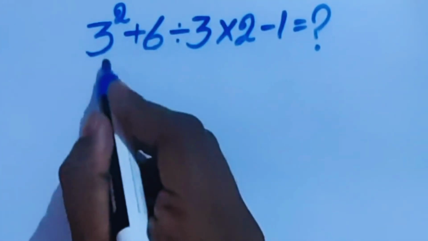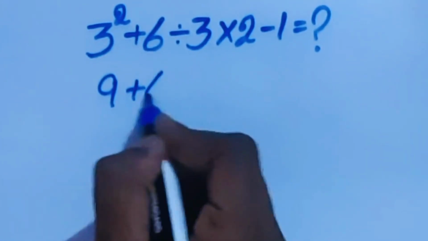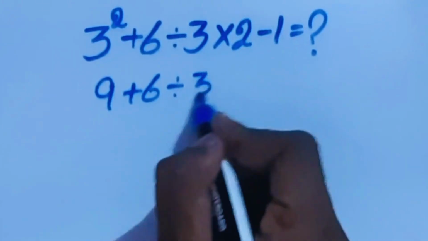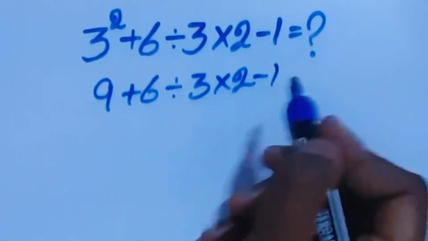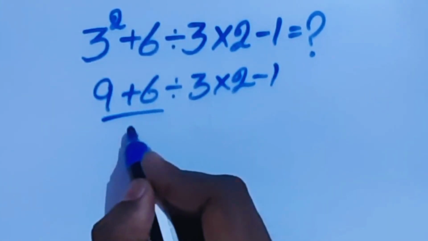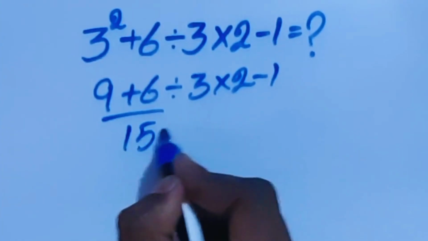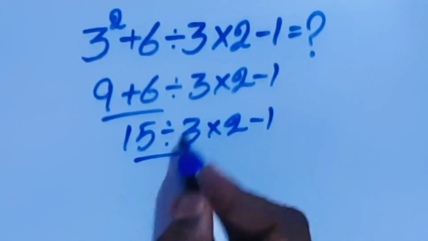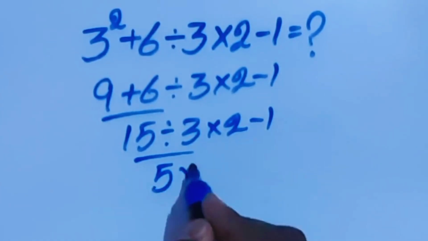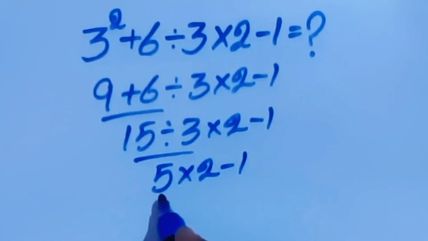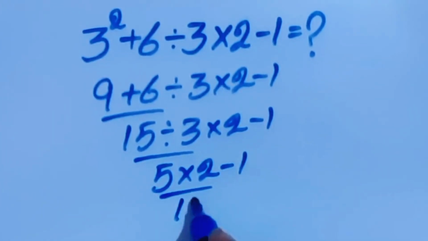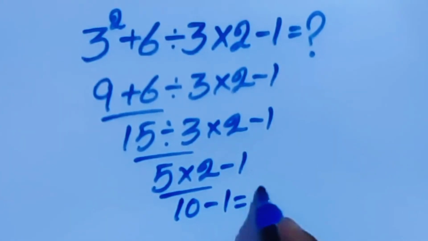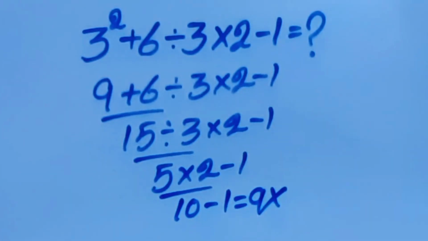Hi guys, here 3 square is 9 plus 6 divided by 3 times 2 minus 1. Here 9 plus 6 is 15 divided by 3 times 2 minus 1. Here 15 divided by 3 is 5 times 2 minus 1. Here 5 times 2 is 10 minus 1 is 9, which is the wrong answer. As per this order of operation, this 9 is the wrong answer.